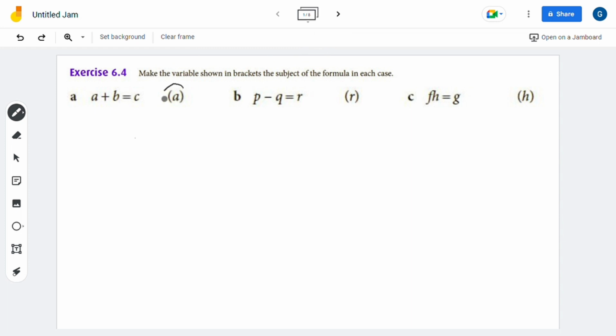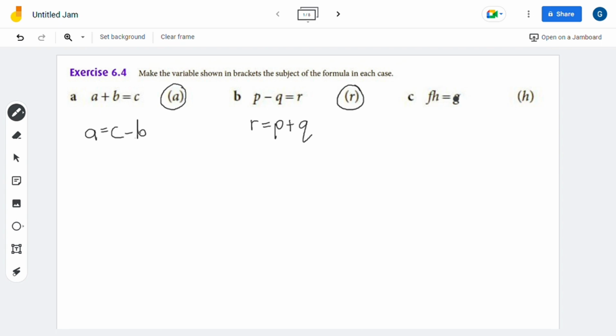Here we can see that the variable shown in the bracket is a, so we need to make a the subject of the formula. Okay, so a plus b equals c. So to make a the subject, we take c minus b. And for this question here, the subject is r. So to find r, we take p plus q.